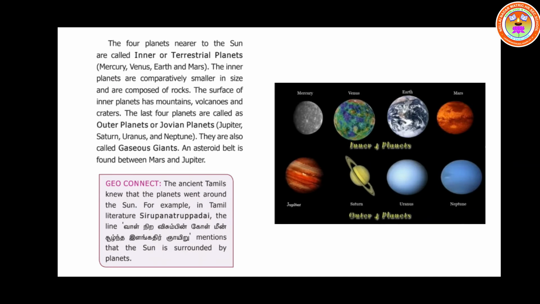Children, now let us read one interesting fact. GeoConnect. The ancient Tamils knew that the planets went around the sun. For example, in Tamil literature, Sirupanaatru Padai, the line Valnira Visumbin Kol Meen Sulda Ilangadir Nyayiru mentions that the sun is surrounded by planets. From this we can understand that the ancient Tamils also knew that the planets are revolving around the sun. Is it clear? This is the evidence. Okay.